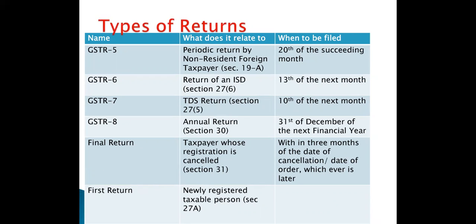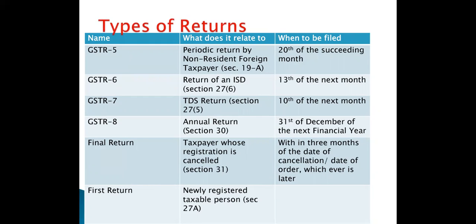Then GST return form number 6, return of ISD. This is due on the 13th of the next month. GST return form number 7 is for the TDS return, tax deducted at source return. This is due on the 10th of the next month. Similarly, GST return number 8 is the annual return, and this is to be filed on the 31st of December of the next financial year. Then similarly, the final return.